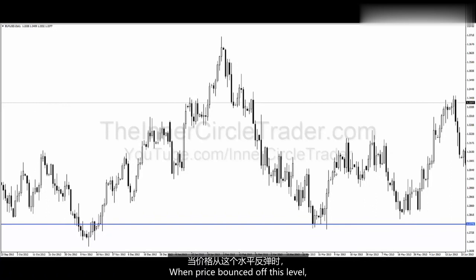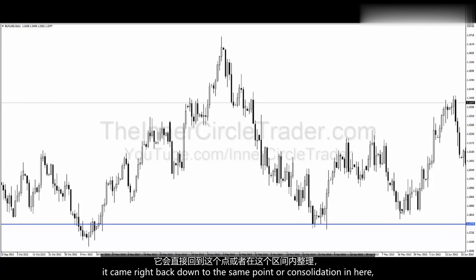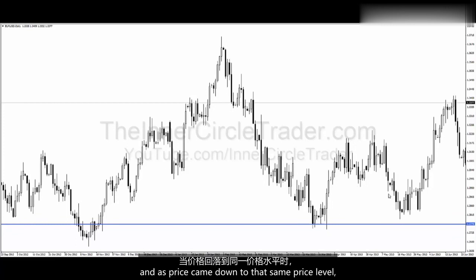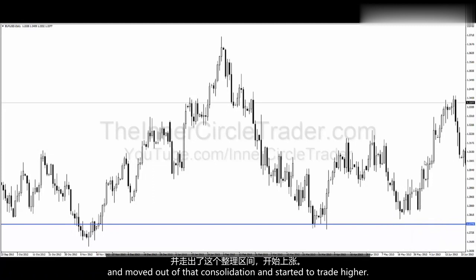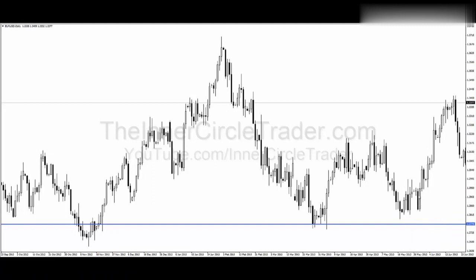When price bounced off this level, it came right back down to the same point or consolidation in here, and as price came down to that same price level, notice we failed to get to that same old low or support level, 127.70. Price found a new level, consolidated, and moved out of that consolidation and started to trade higher. Now this price swing in here is the basis of this price rally here.